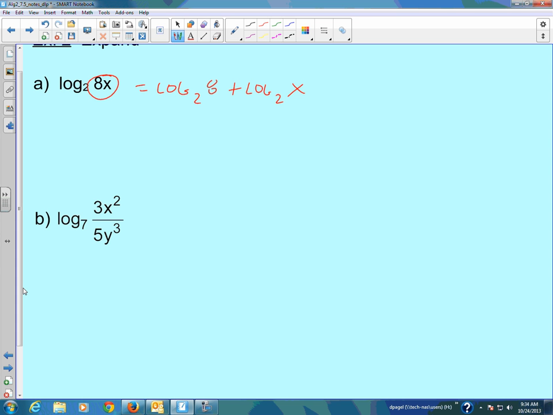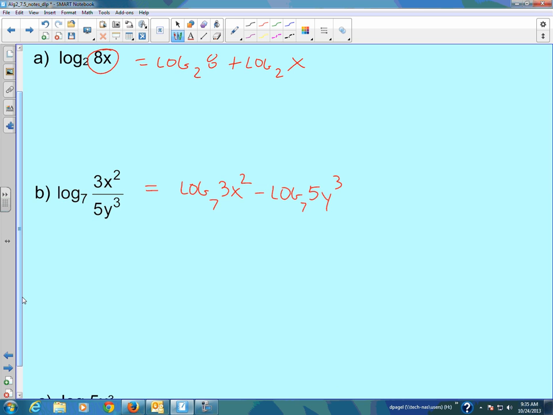So I see a product because of 3 times x squared. I see a quotient, numerator divided by denominator. I see a power. So what we're going to do first is separate the quotient piece of it. So I have log of 3x squared minus log of 5y cubed. Right? These are both base 7s. So there's using the quotient.